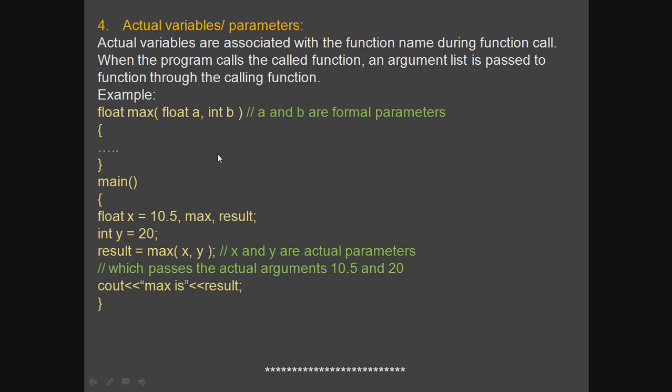So go through these four scope rules of variables. This is very important. Local variables, global variables, actual variables, formal variables. You have to understand this very nicely. Clear? So if you have any doubts on this, you can ask. Clear?